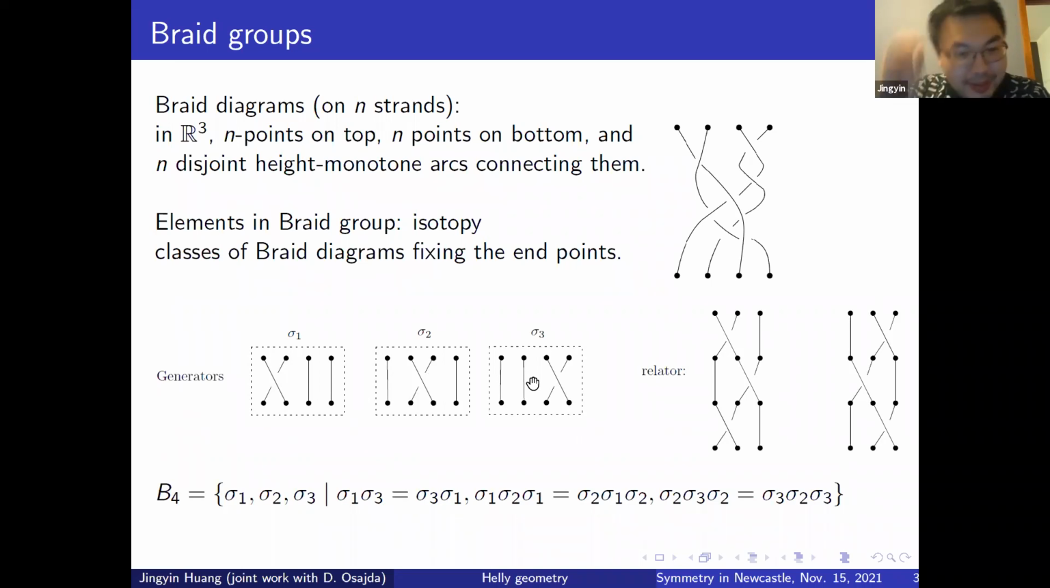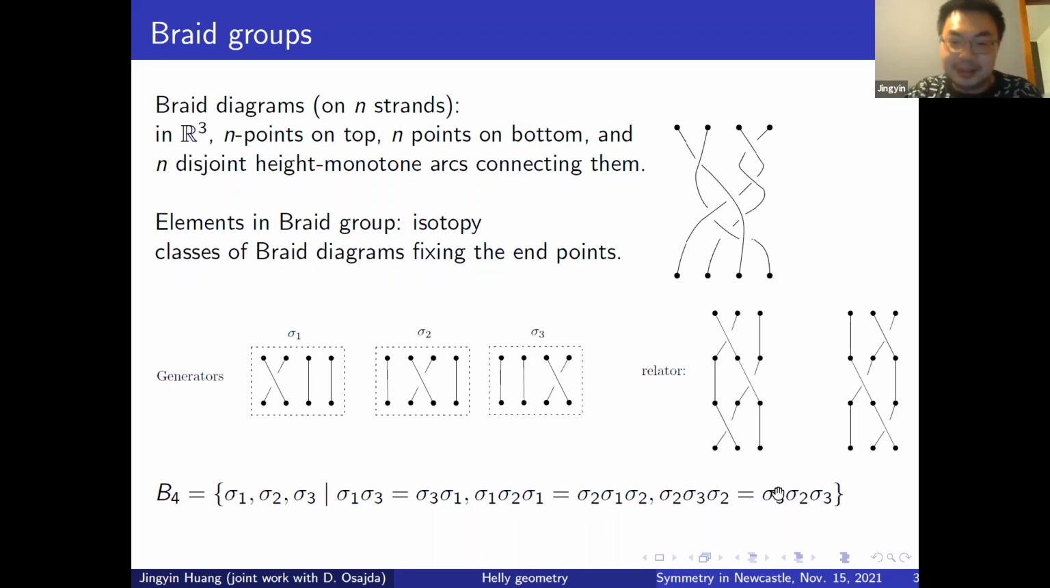And then we can write down some obvious relations. For sigma 1 and sigma 3, the strands don't quite interact, so they're going to commute. And then the relation between sigma 1 and sigma 2 is more interesting. This picture illustrates the concatenation of sigma 1, sigma 2, sigma 1. And this is the concatenation of sigma 2, sigma 1, sigma 2. It's not hard to see that these two braid diagrams are isotopic to each other. So this gives us the braid relation, sigma 1 sigma 2 sigma 1 equals sigma 2 sigma 1 sigma 2. And then there's a similar relation between sigma 2 and sigma 3.